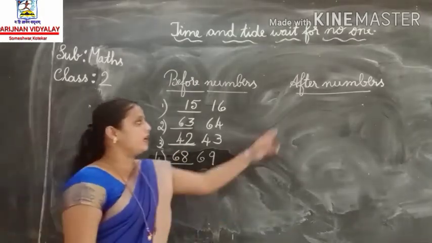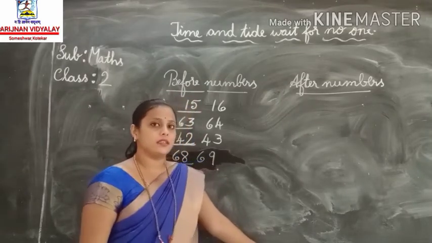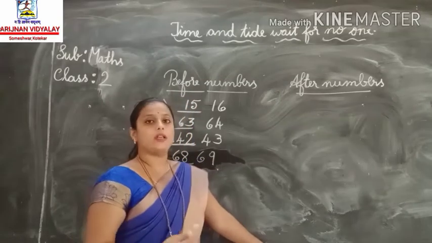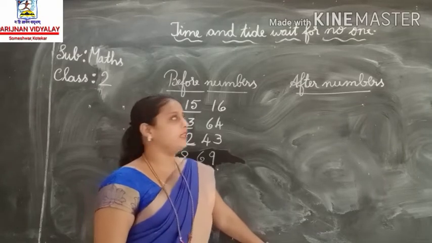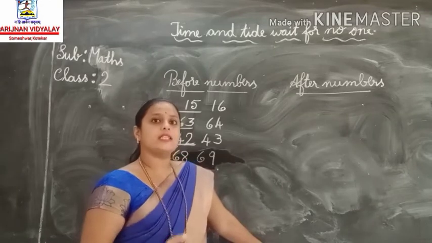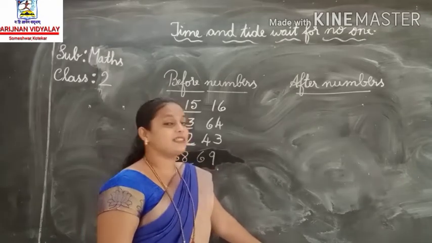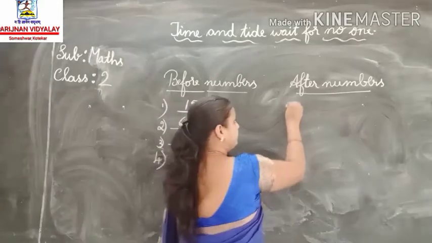Okay. Let us see after numbers. What is after numbers? Good. Forward counting from the given number. And after numbers are always bigger than the previous number. Let us see some examples.